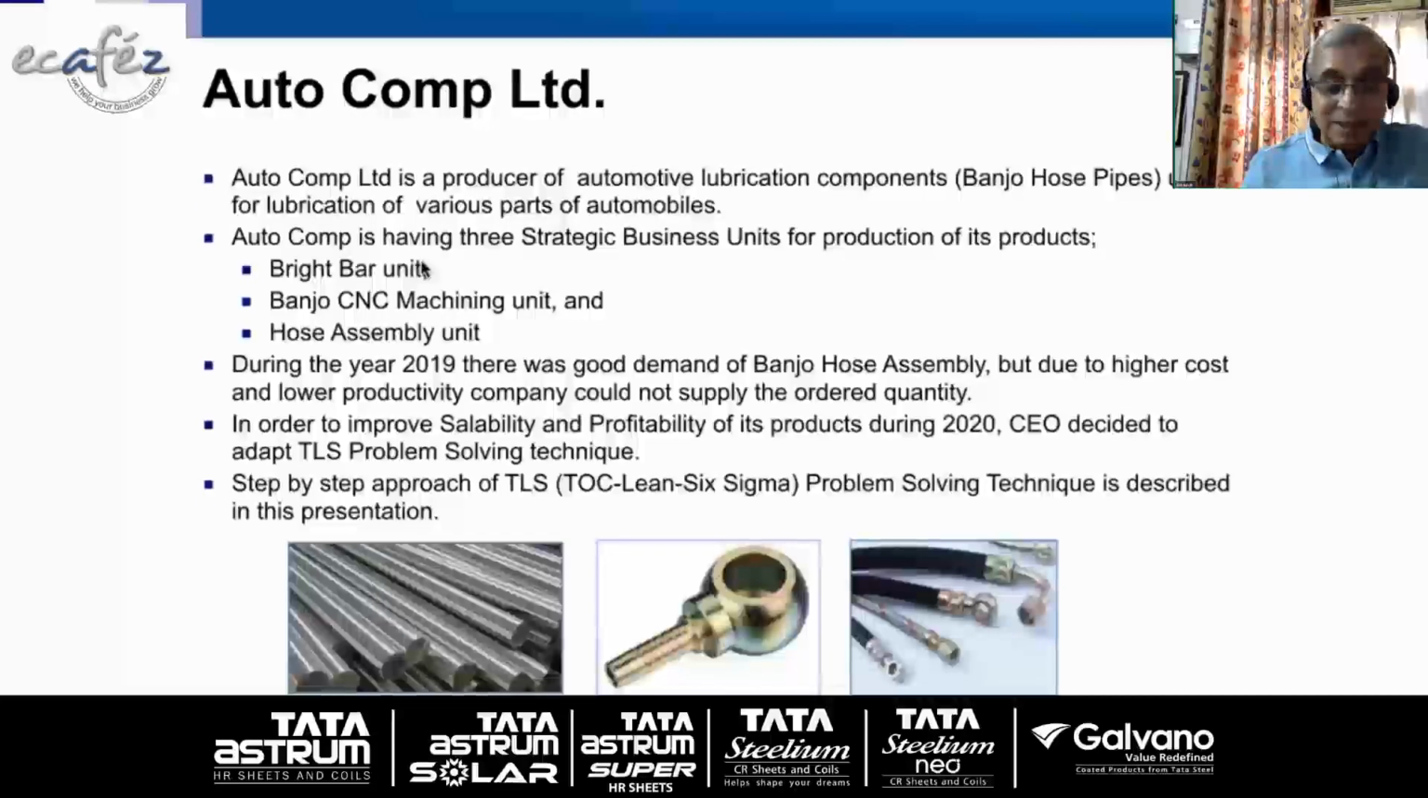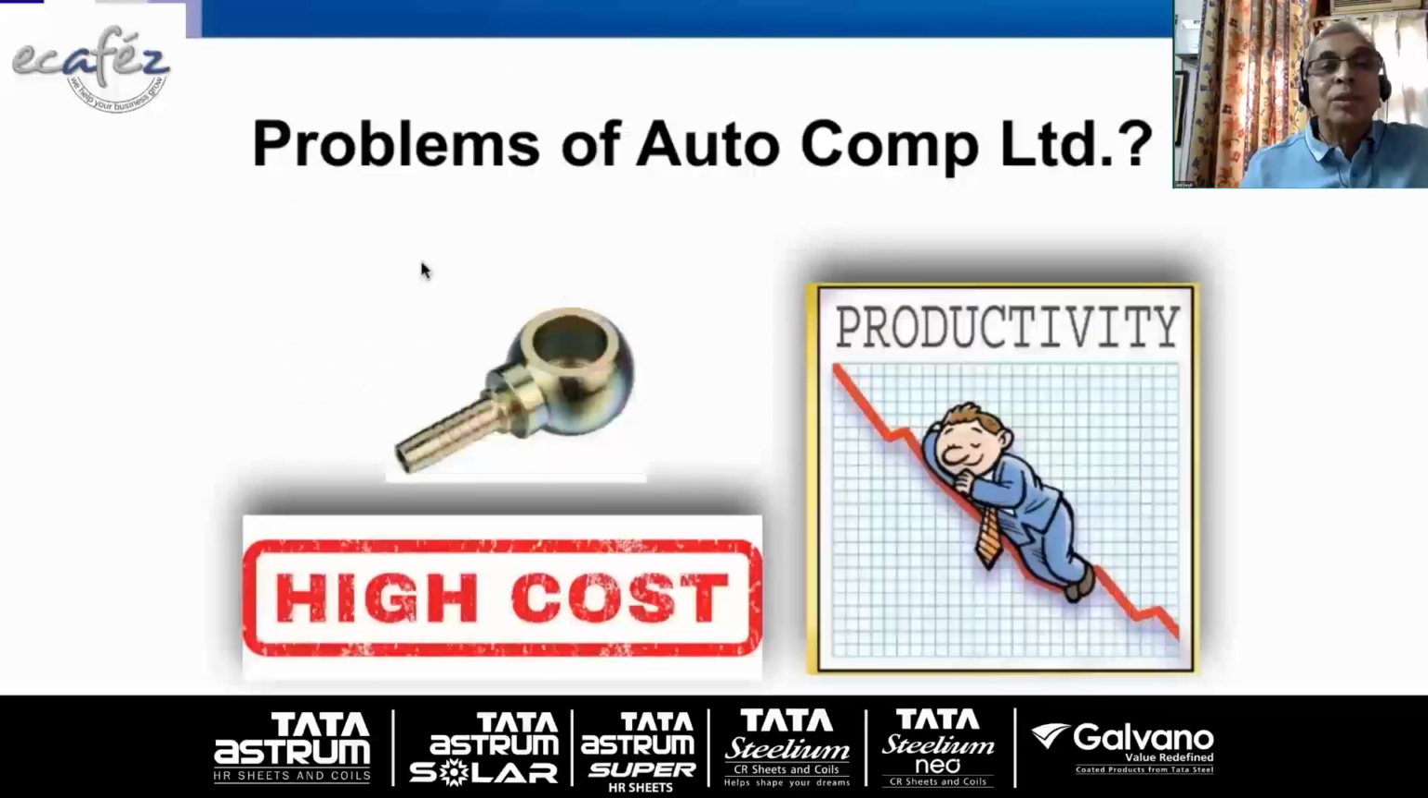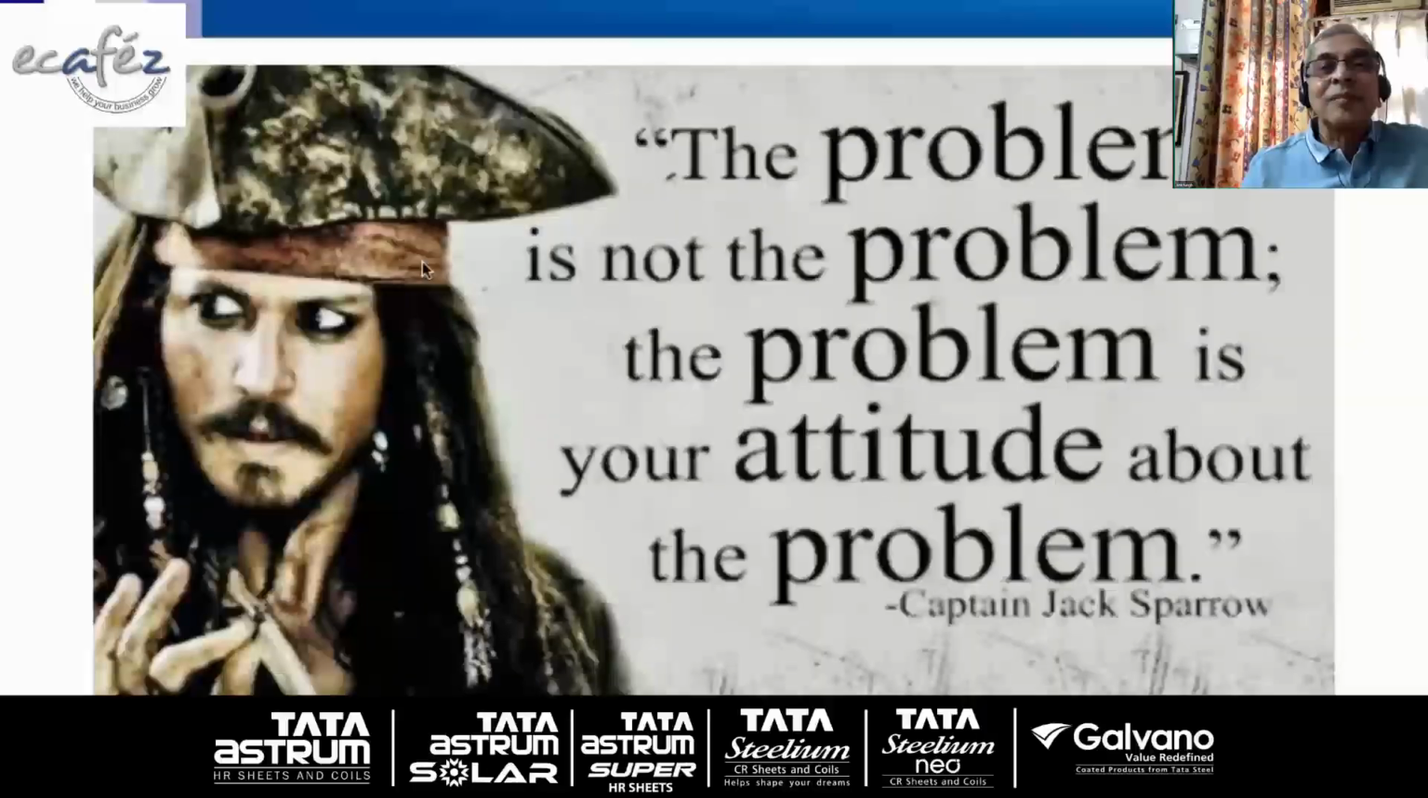So now I'll be explaining how it has been used step by step to solve the problem, to improve the productivity, to reduce the cost. The problems of Comp Ltd are in two main areas: higher cost of production and poor productivity. Of course, both are linked. If productivity is poor, then the cost goes up. So now let's come to how to solve the problems.